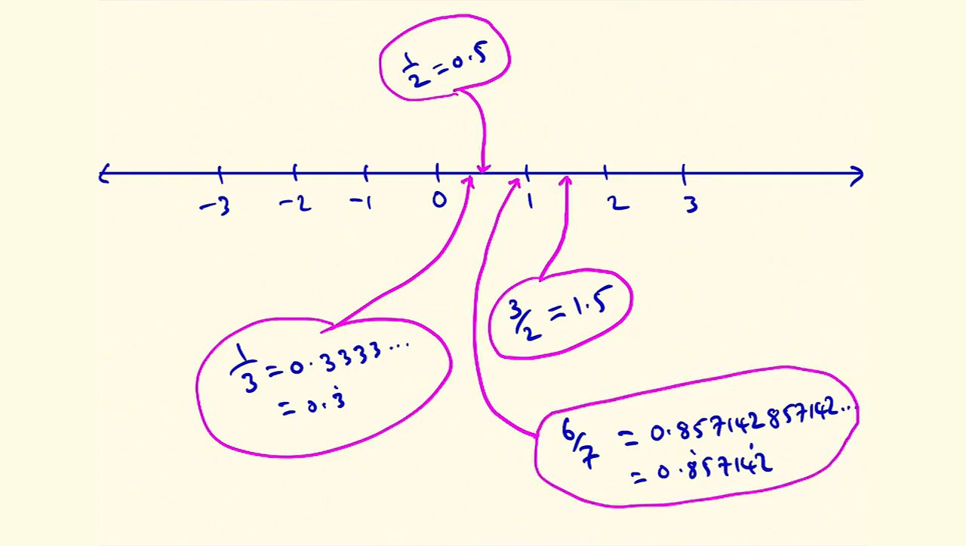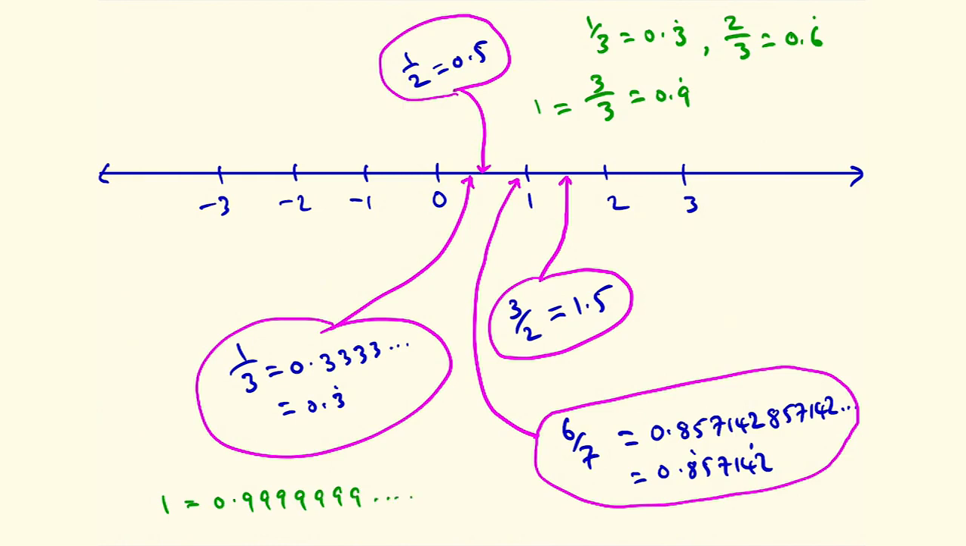Now let's have a closer look at 1/3. 1/3 is 0.3 repeated. So what should 2/3 be? It stands to reason that that should be 0.6 repeated. So what should 3/3 be? It stands to reason that 3/3 should be 0.9 repeated. But notice 3/3 is actually 1. So what we have is that 1 has this decimal expansion 0.9999 going on forever. Okay.